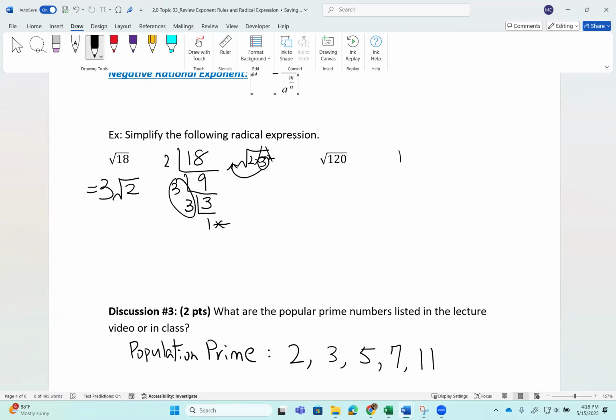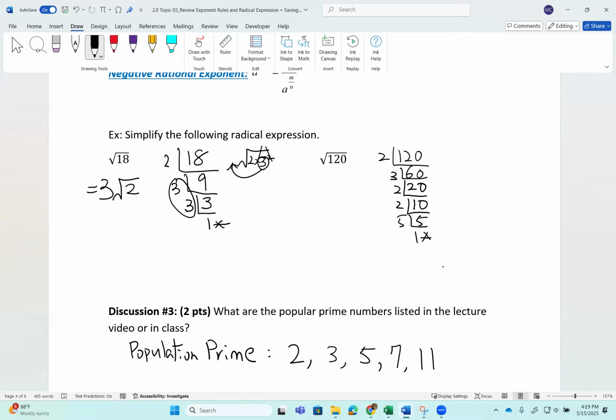All right, let's try again with the 120. So I can use 2, I can use 3, I can use 5. I'm gonna use 2 first. That's 60. Using 3 next, which is 20. I'm gonna use 2 again, which is 10. 2 again, which gives me 5, and 5 goes into 5 one time, right? 5 is a prime number.